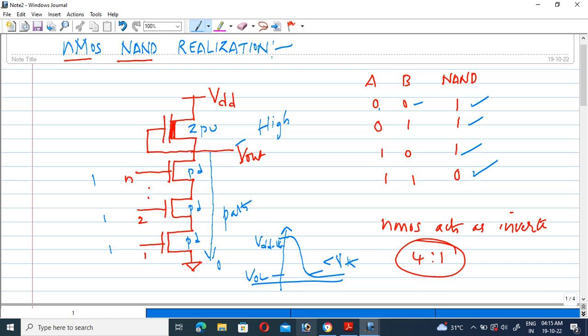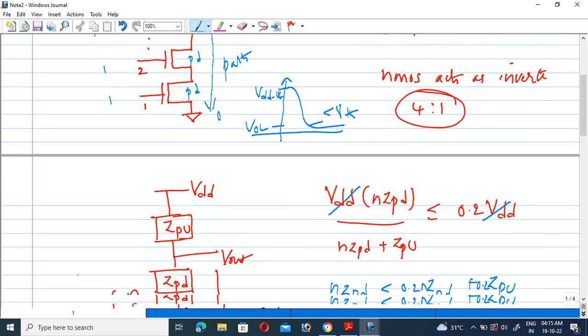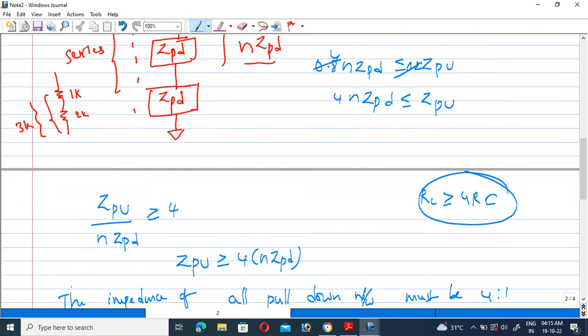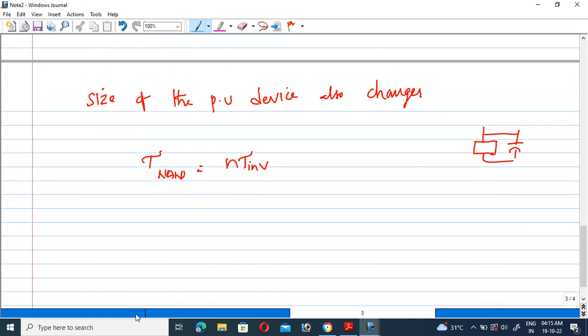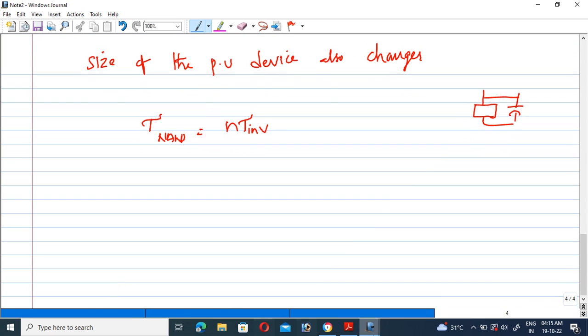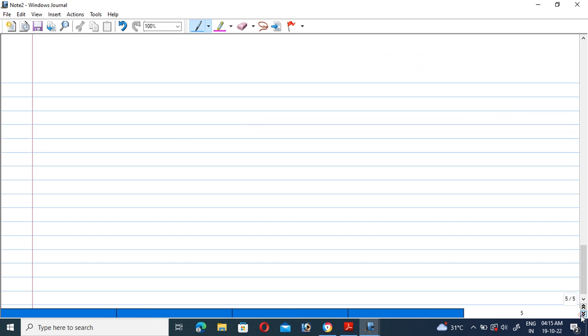We already discussed the minimum ZPU by ZPD ratio, that is a 4:1 ratio. Time delay also increases. Coming to the NOR gate realization, it is very important from the NOR gate realization point of view. So let us go to the NOR gate realization.